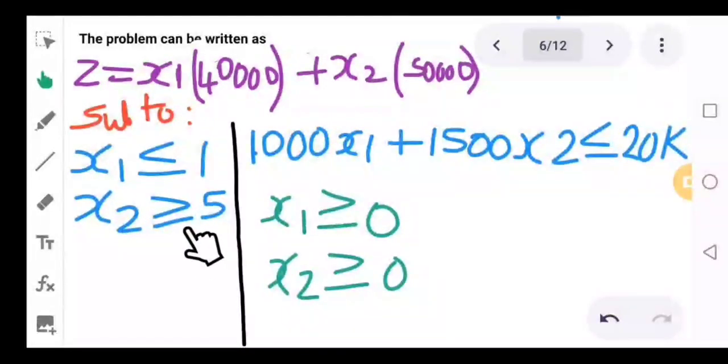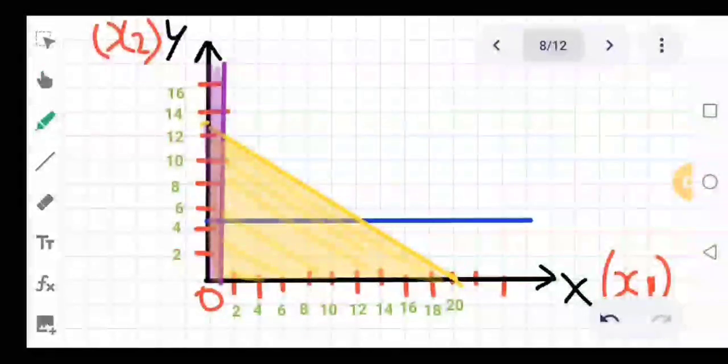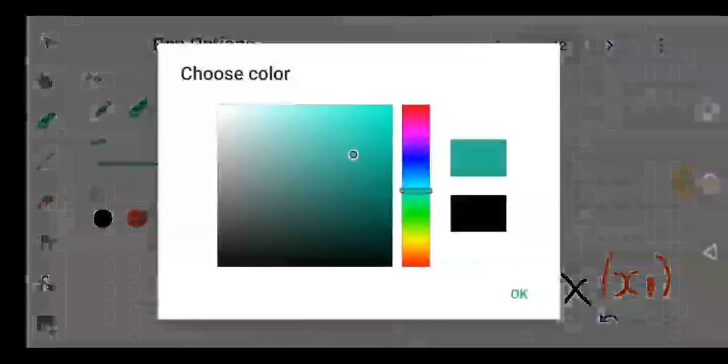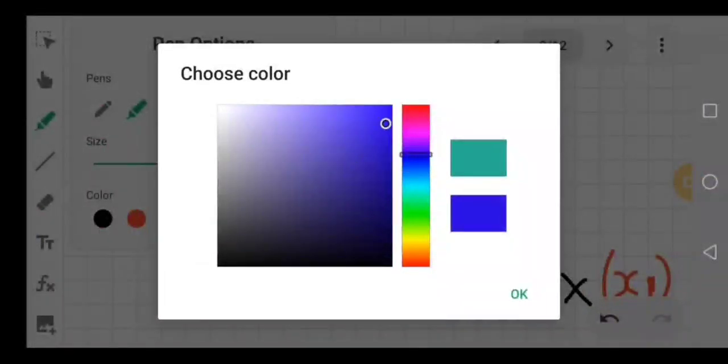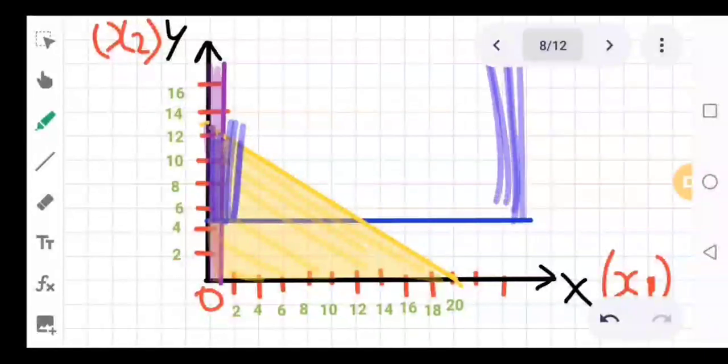Now whenever it is greater than, it has to be away from the origin. It should not be towards the origin. When you are saying it has to be away from the origin, the region that you would be shading, dark blue is the color I took, would be towards this side. This is the region away from the origin.